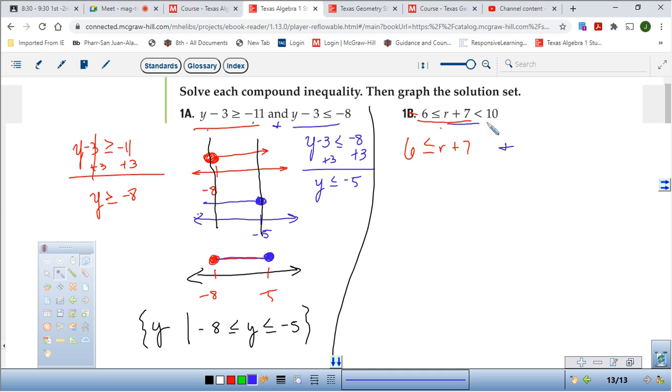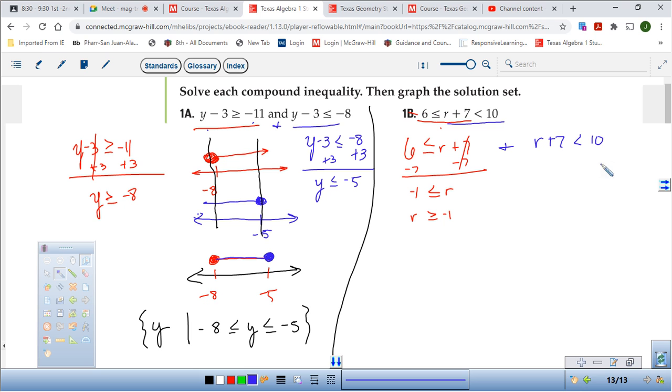And we're going to have this part here: r plus 7 is less than or equal to 10. We have both of these together, and we need to solve them out. So the red side here, I'm going to go ahead and subtract 7 from both sides. These cancel out here. We're going to get negative 1 is less than or equal to r. I'm going to switch these around: r is greater than or equal to negative 1.